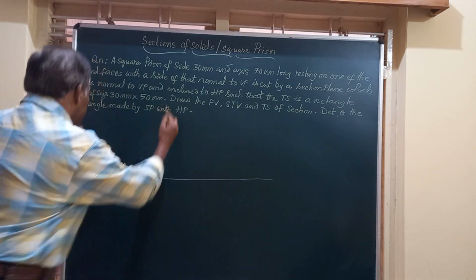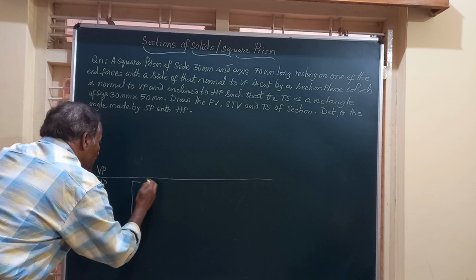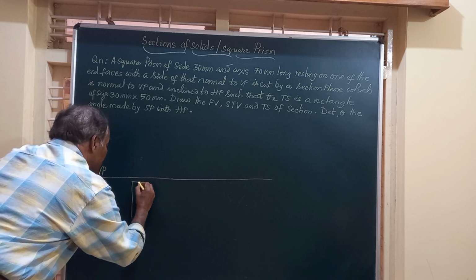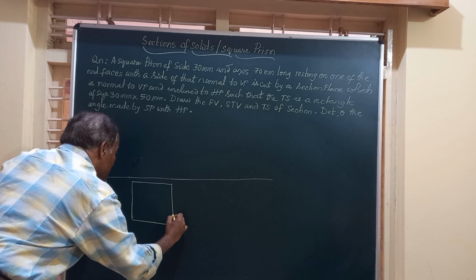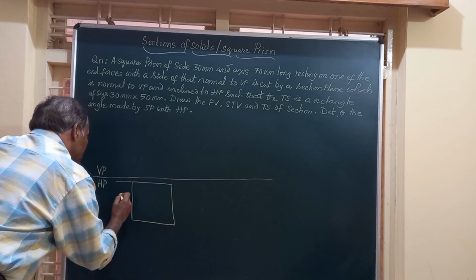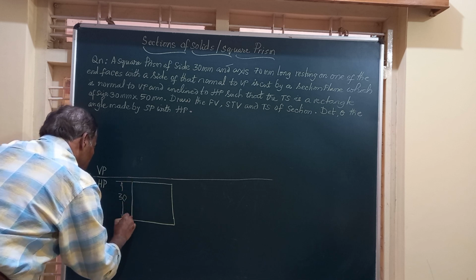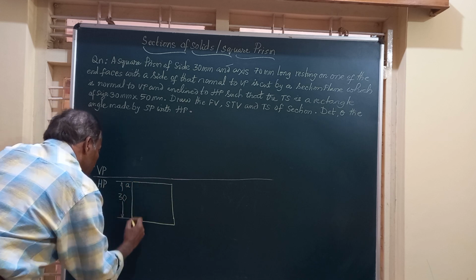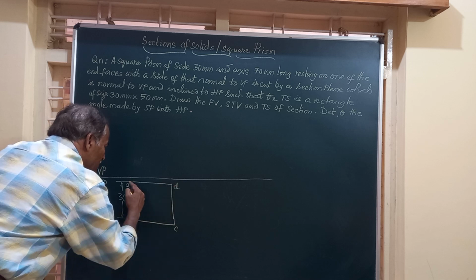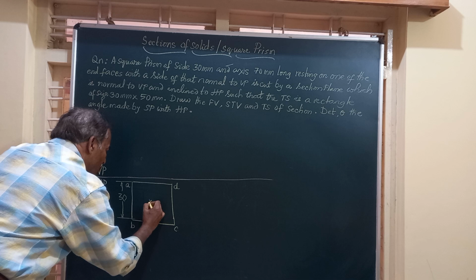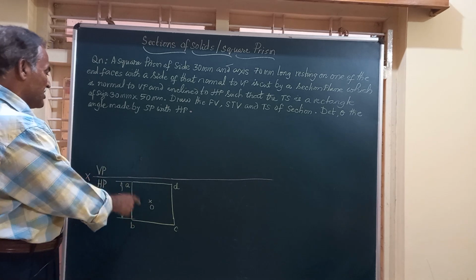So friends, I mark the top view, a square of 30 millimeters side, and after marking that square of 30 mm, we will mark the names of the corners: this is A, this is B, this is C, and this is D. A, B, C, D. By joining the diagonals, we obtain O, the center of this square. Friends, this is the top view you have got.